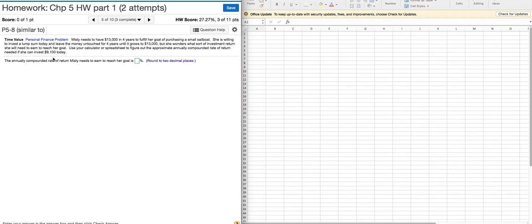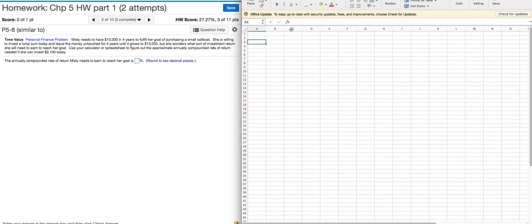So basically, we know the present value, $9,100. That's the amount that she has to invest today, and we know the future value. We know that she has a goal to accumulate $13,000 in 4 years. So what it's asking for is for us to determine what the compounded rate of return needs to be for her to grow her $9,100 today into $13,000 in 4 years.